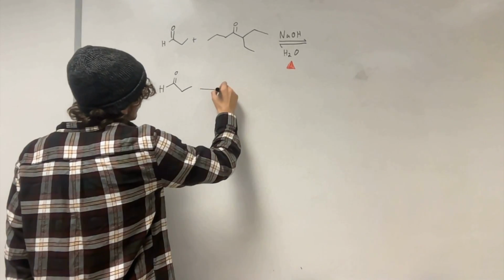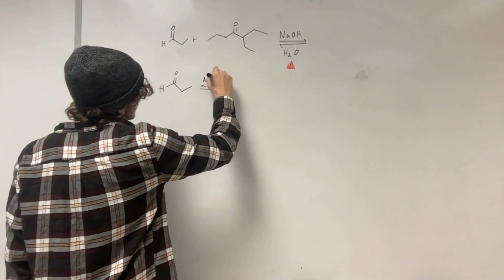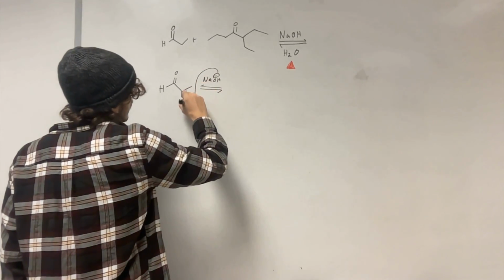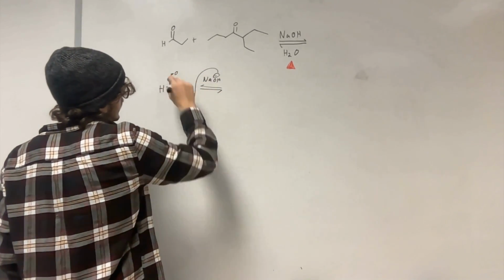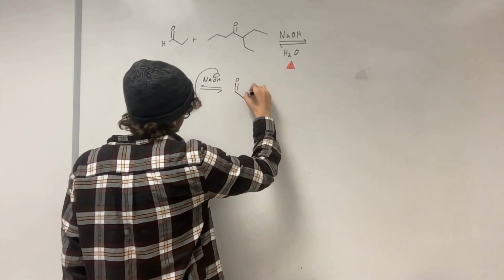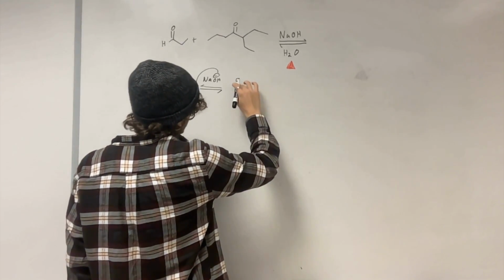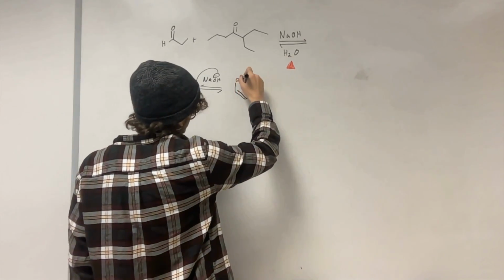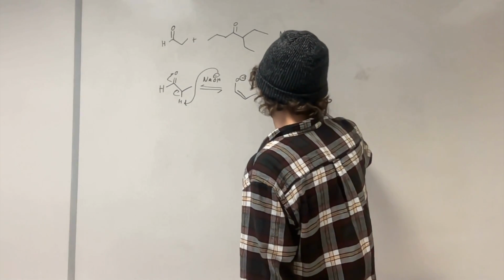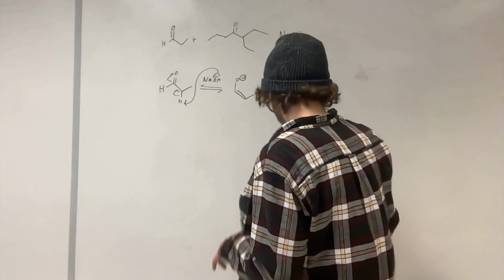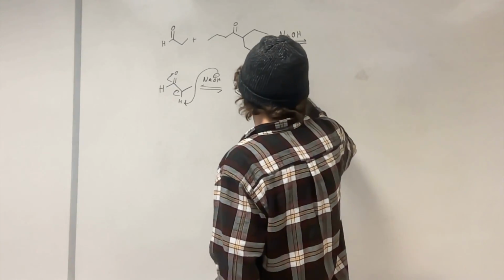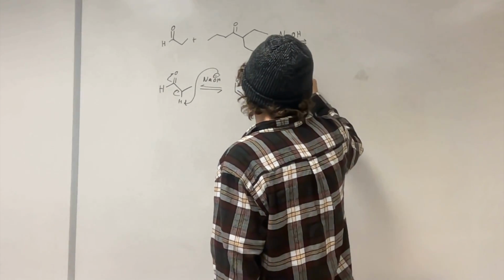So we're going to form an enolate with sodium hydroxide attacking a hydrogen to form an enolate. Okie dokie. Oh, and then I'm going to need a bigger arrow for that, I tried to draw a small little arrow.